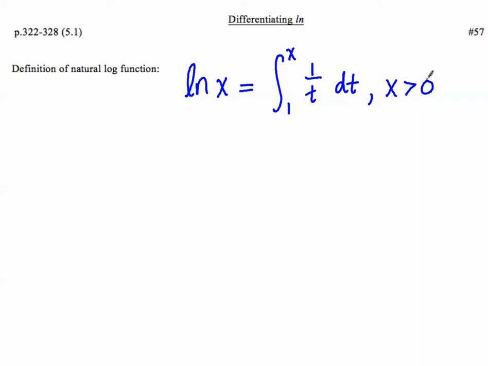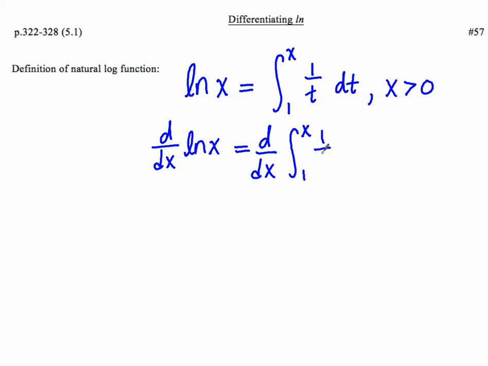If I want the derivative of the natural log of x, I would write it as such. d dx, the derivative with respect to x of the natural log of x, equals, so if I did d dx of this side, the derivative with respect to x, I do the derivative with respect to x of the other side. So I'm going to write it that way.